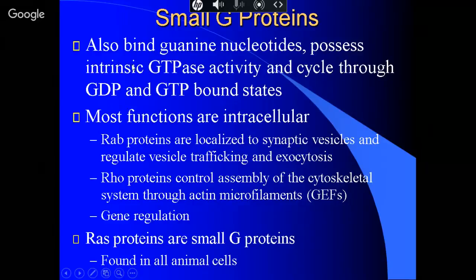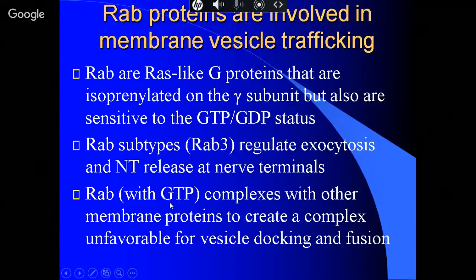Most of the functions of the small G proteins, this is where I need to spend more time. I'm telling you that if I had more time, if I weren't giving a lecture today, this is where I'd be focusing. They have these RAB proteins that are localized to synaptic vesicles. I'll show you pictures of that. The Rho proteins, which are the GEF proteins, interact with actin microfilaments. What's the cytoskeleton of the plasma membrane? Microfilaments, right? Actin. They also are involved in gene regulation. So all these small G proteins.